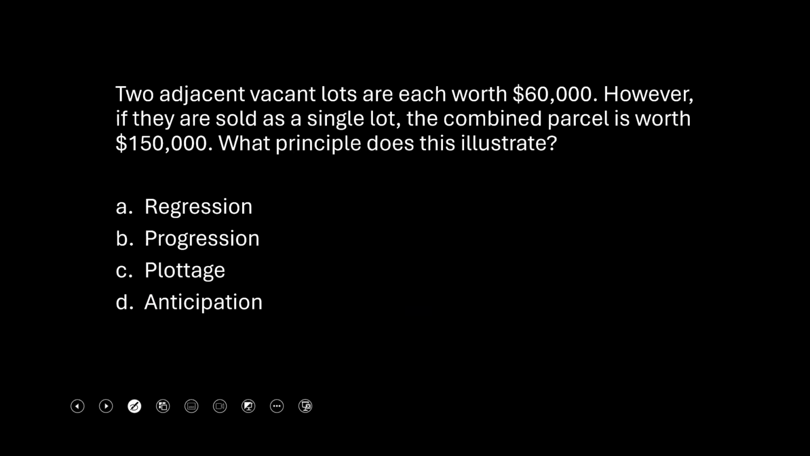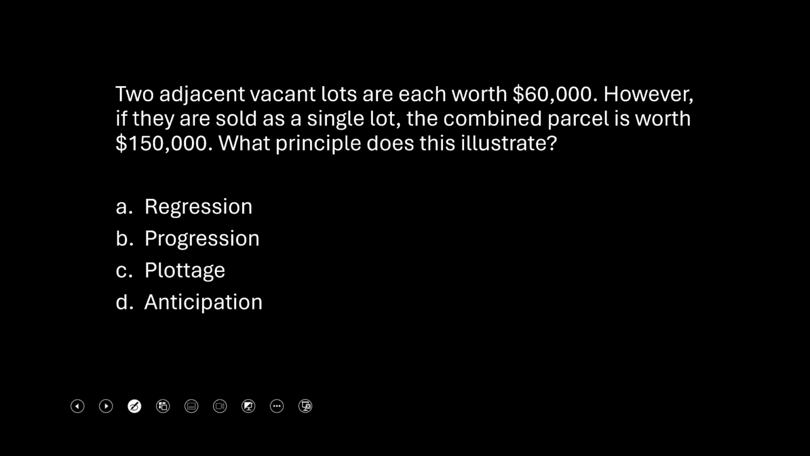Next question. Two adjacent vacant lots are each worth $60,000. However, if they are sold as a single lot, the combined parcel is worth $150,000. What principle does this illustrate? A, regression. B, progression. C, plottage. D, anticipation.